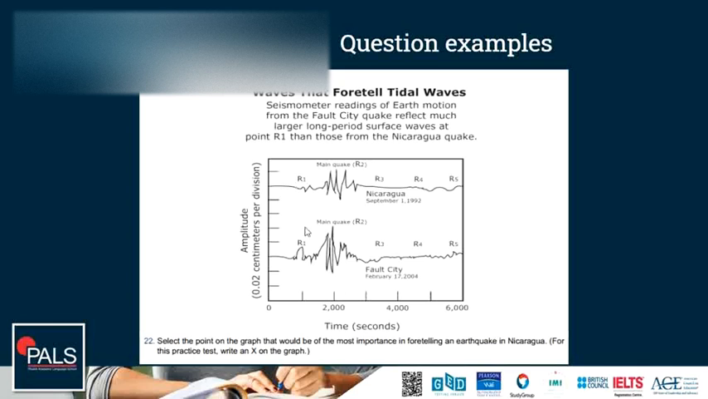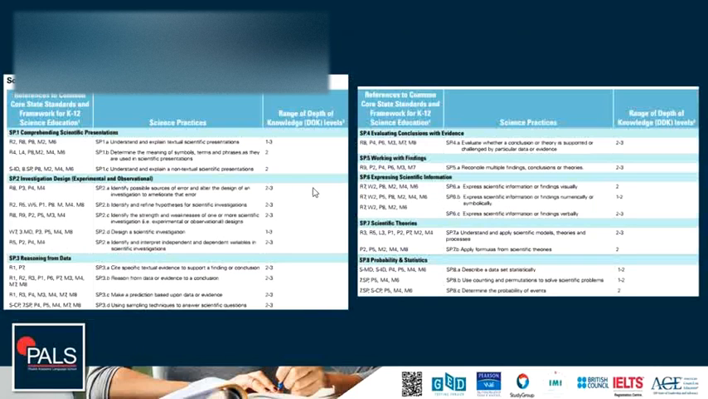So the question is about foretelling the earthquake in Nicaragua. Nicaragua is the top wave, so we should click somewhere around R1 of the Nicaragua graph, somewhere in this region here. Again, this question refers to the same scientific practices, SP1, comprehending scientific presentation, probably reasoning from data as well.